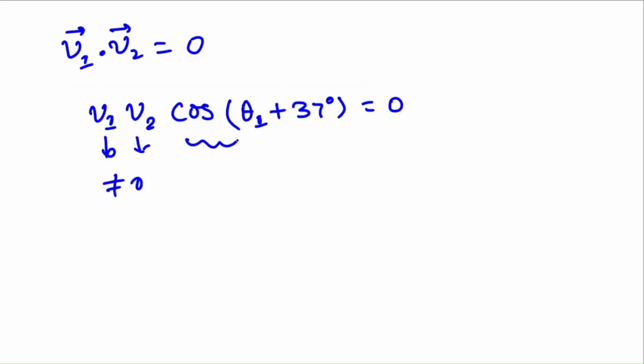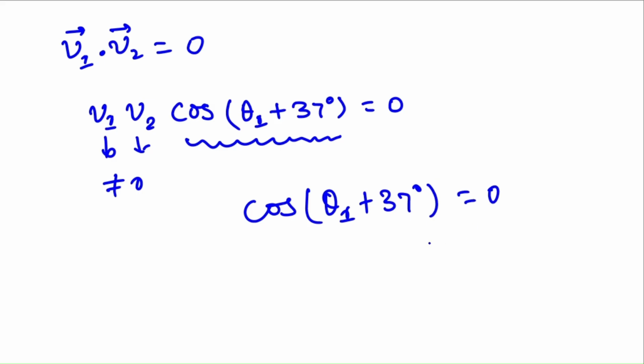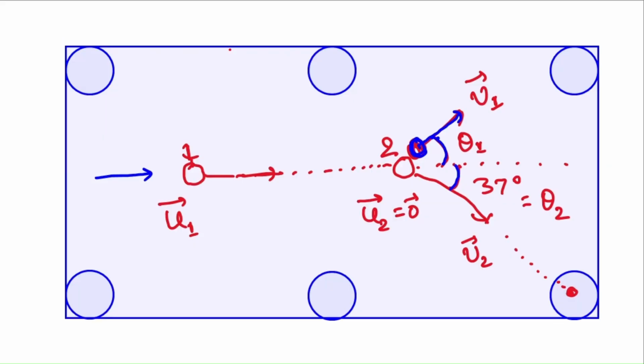Then we have only one thing here which is 0. Or we can write cos of theta 1 plus 37 degrees equals 0, or we can write cos 90 degrees. Although there are several angles where cos theta is 0, here this angle range is greater than 0 and less than 180.